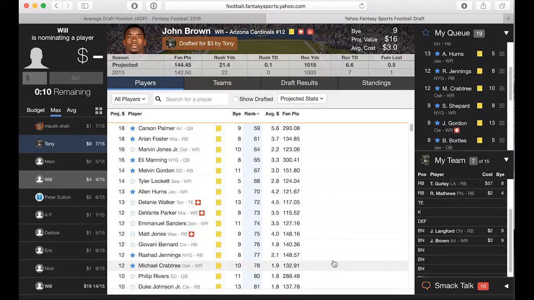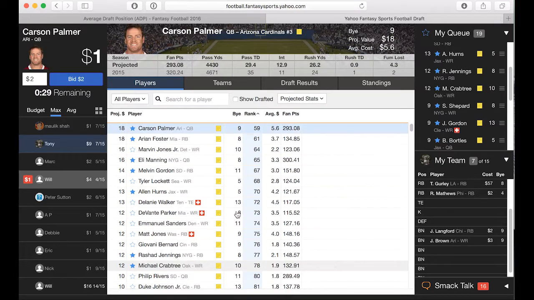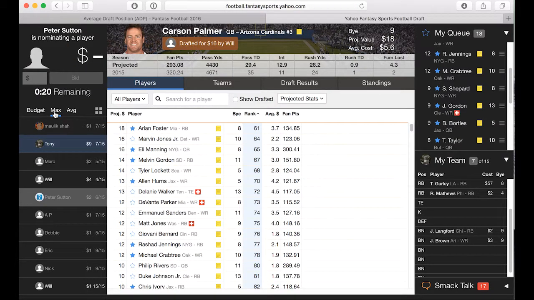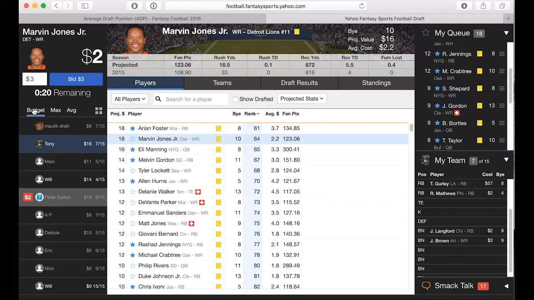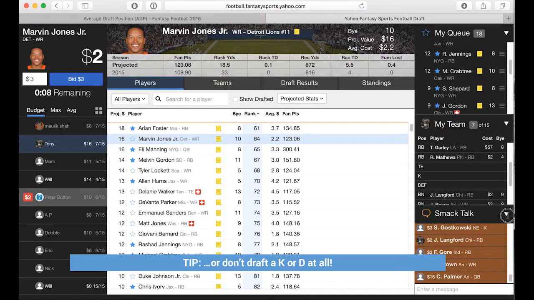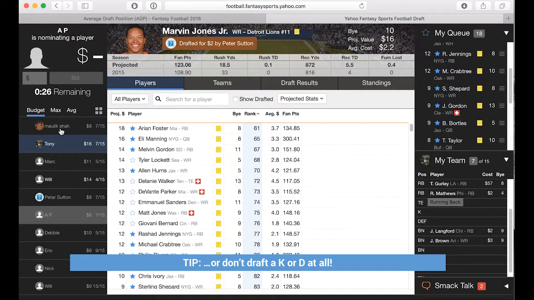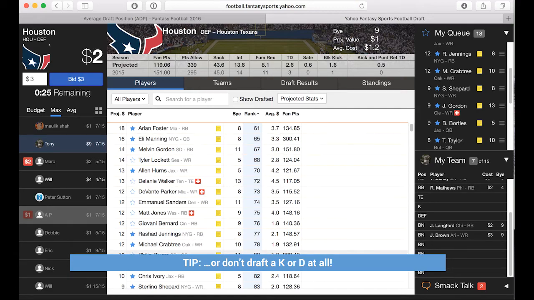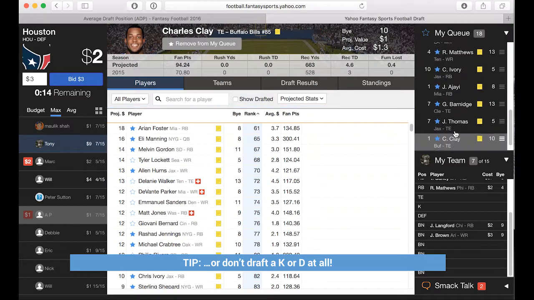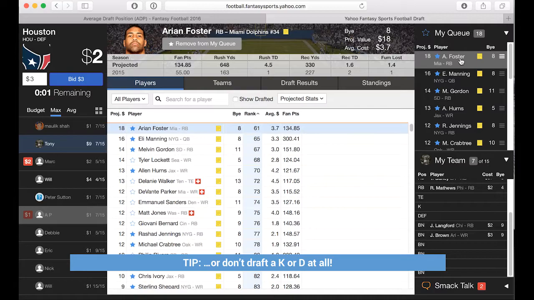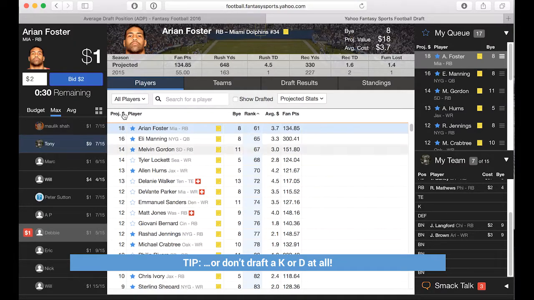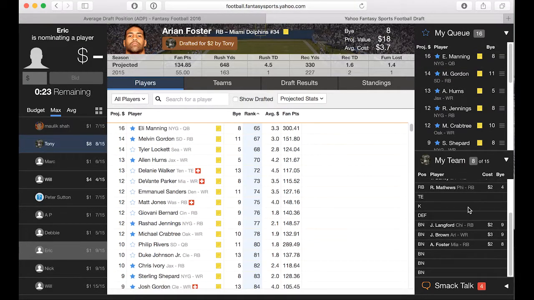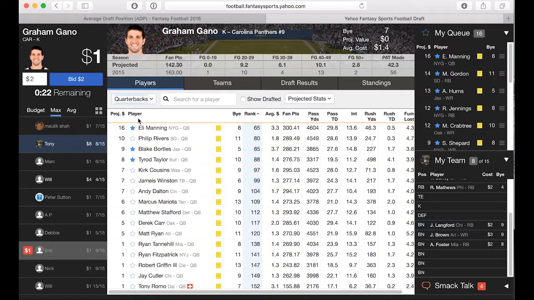Heck, you can even take it one step further. Yahoo doesn't require you to draft every single position, meaning you don't have to get a kicker and you don't have to get a defense. The only requirement with Yahoo is that you draft 15 out of 15 players. So in my case, I went ahead and drafted extra wide receivers and extra running backs to make sure that I had enough depth to make my decisions as the season comes to a start.